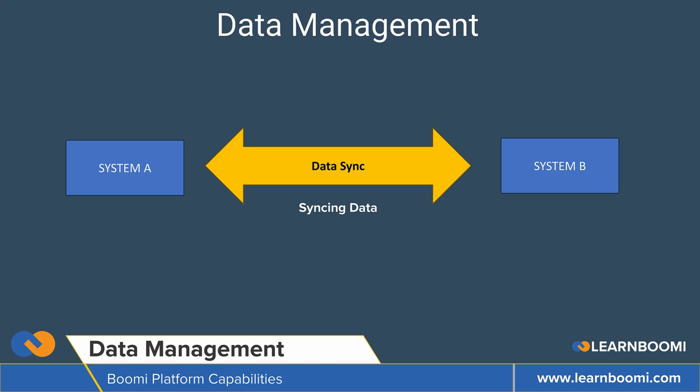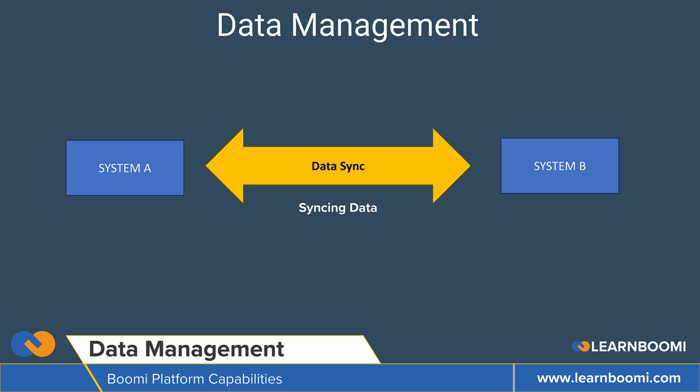Then you have scheduled and batch synchronization. Boomi can also sync data at regular intervals, every 5 minutes, hourly, daily, or weekly. This is useful when systems don't support real-time calls. Then you have change data capture, CDC. Boomi can detect new records, modified records, or deleted records. Only the changed data is synced, making it faster and more efficient. Then you have transformation and mapping. Boomi ensures both systems understand each other, converting the formats between XML, JSON, and CSV. This ensures the synced data remains clean and reusable.